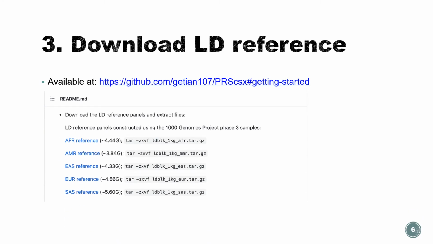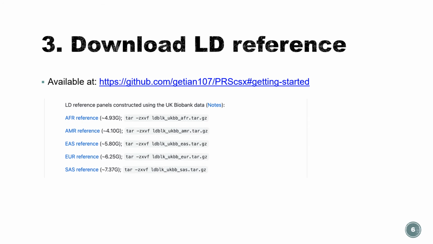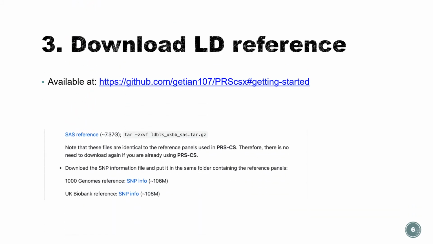Next, download the LD reference. We provide the pre-calculated LD reference panel link at the README Getting Started section. We have LD reference calculated from 1000 Genomes and LD reference calculated from UK Biobank samples. You also need to download the SNP information and put it in the same directory with the other LD reference files.